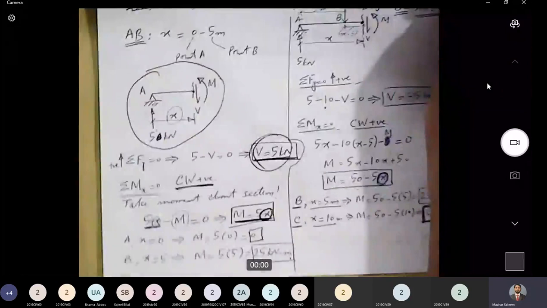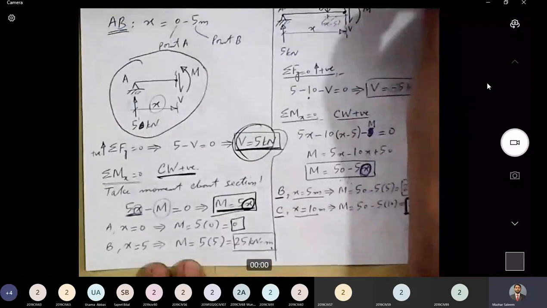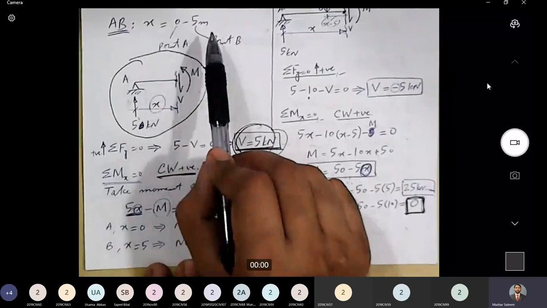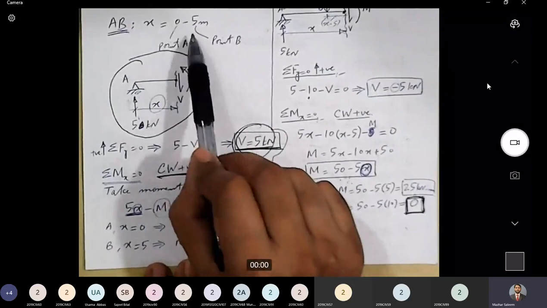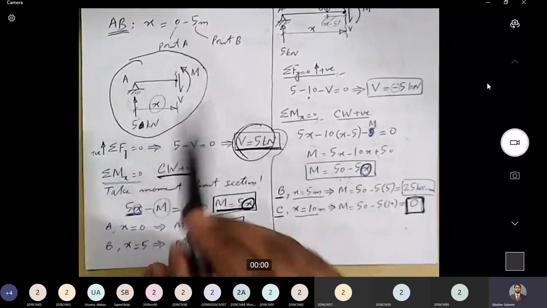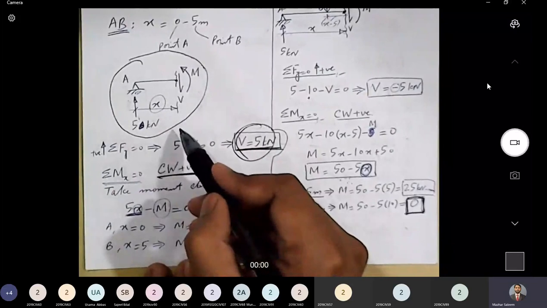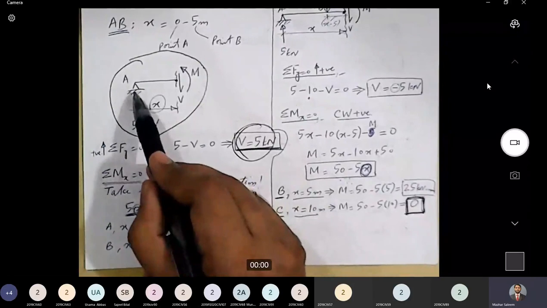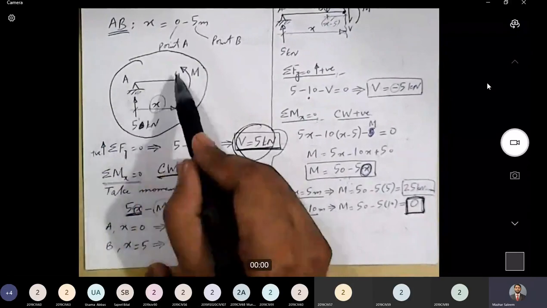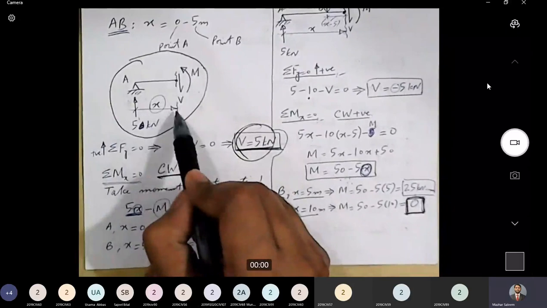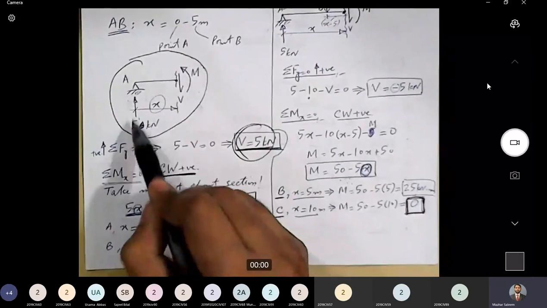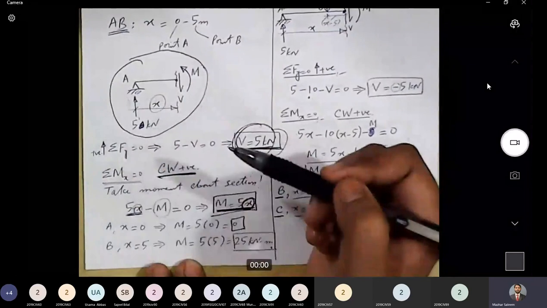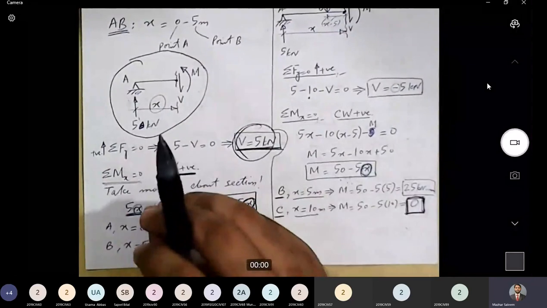Now let's come to portion AB. Okay, here is portion AB. So X starts from 0 to 5. 0 is point A and 5 meters is point B. Here is the free body diagram of portion AB. We have a hinge support at the left end, and then we have a section at a distance X from support A. A 5 kilonewton reaction is known at support A, and as we already know, the dominant internal forces in beams are bending moments and shear forces.